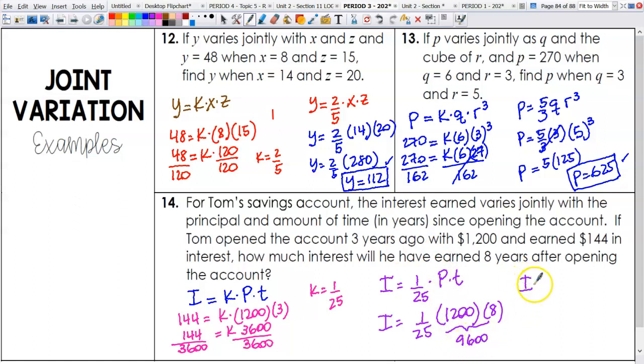So right here, 1/25 times 9600. So I divide that by 25, and I end up with the interest. It will be this money, $384. Okay, so that should be okay. I will come back in a second with the next video and the final one.